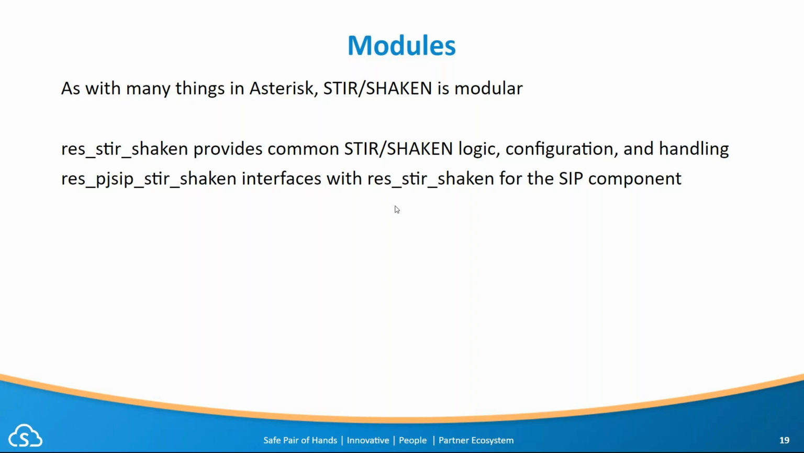You might note ChanSIP is not on this list. ChanSIP does not have STIR/SHAKEN support. And as a reminder, when I am always doing presentations, I remind people that as of Asterisk 21, ChanSIP has been removed from the Asterisk source code. So if you are still a ChanSIP user, then please look at moving towards chan_pjsip instead, because you are fast approaching a time where ChanSIP will no longer be in Asterisk.